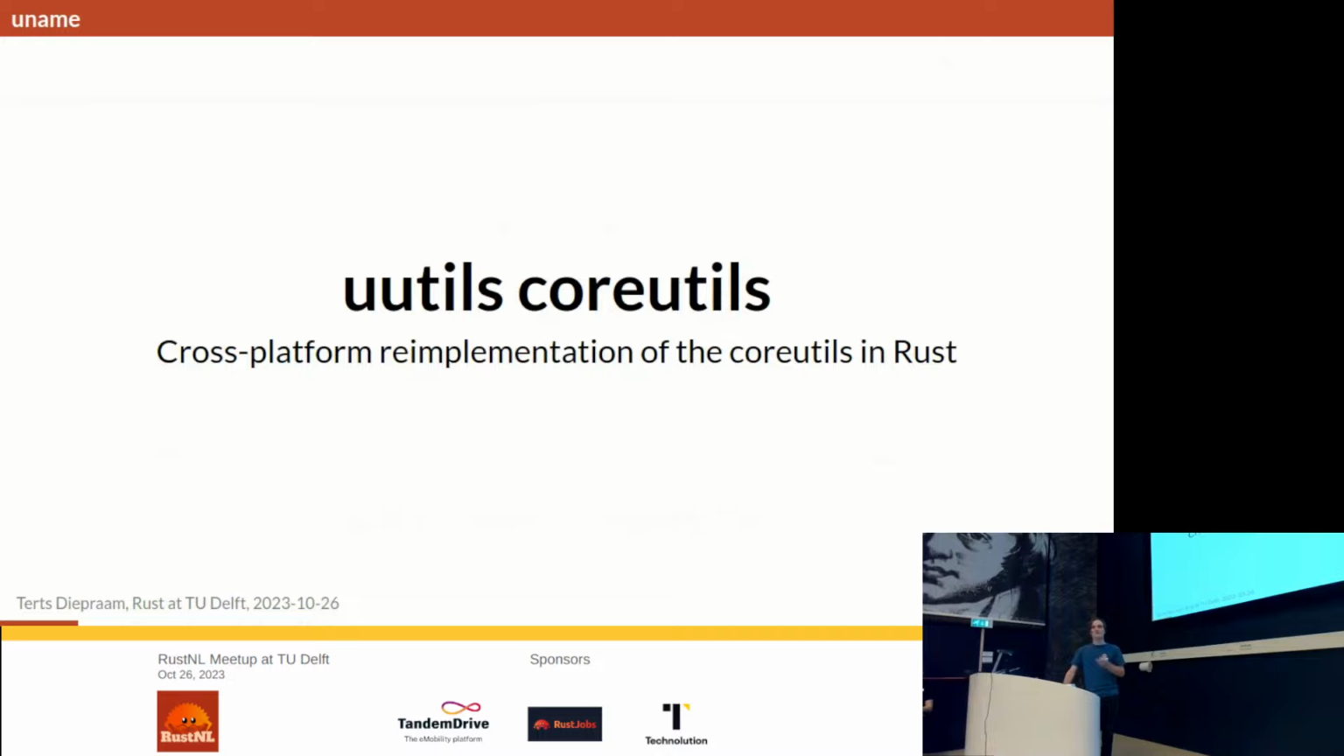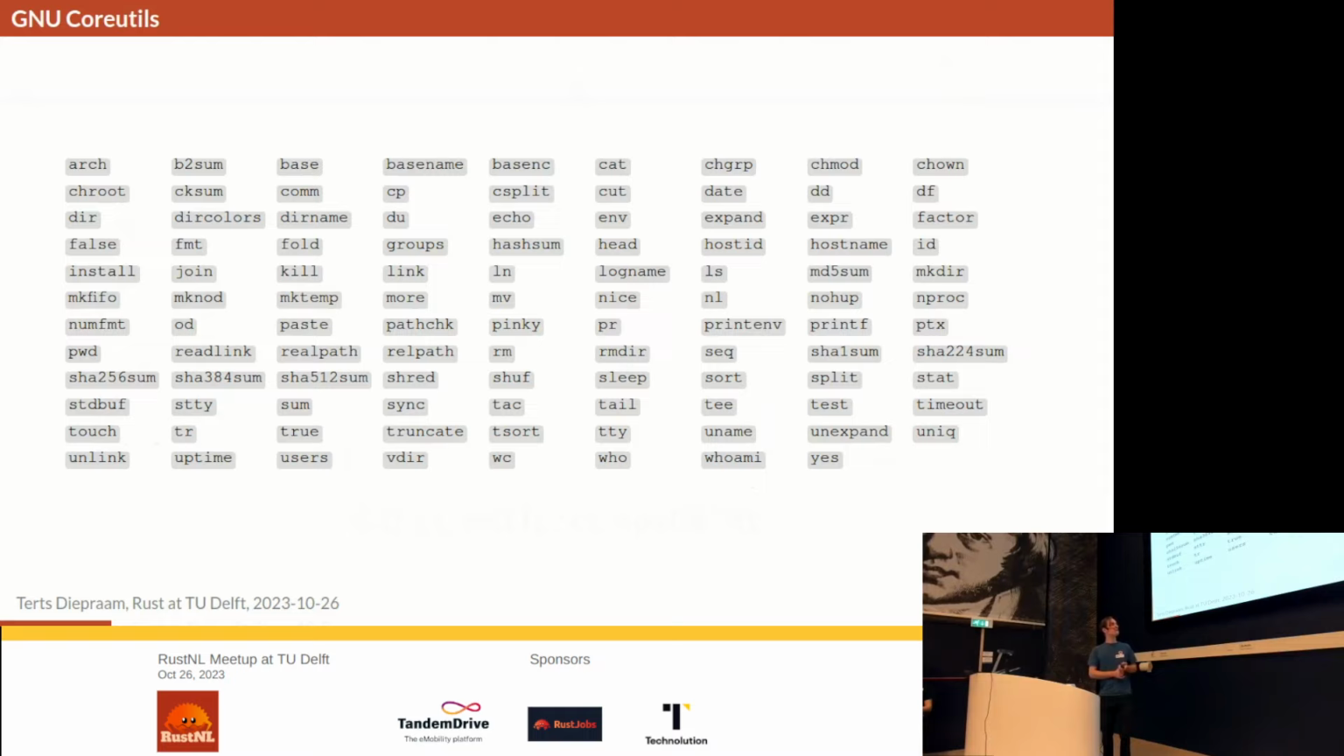Now, many of you might know what that is, but what are the GNU coreutils? Well, these are the GNU coreutils. It's a lot of them. It's over 100 of them. And these are the little commands that you usually have access to in Bash, and they are all implemented as executables.